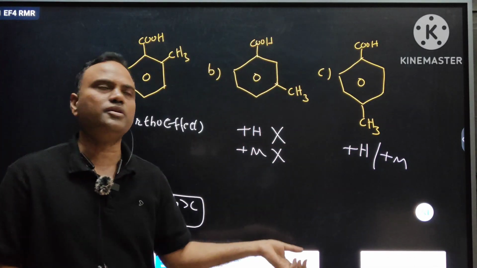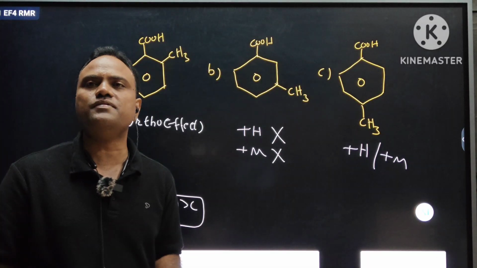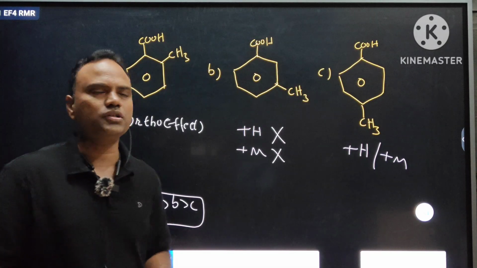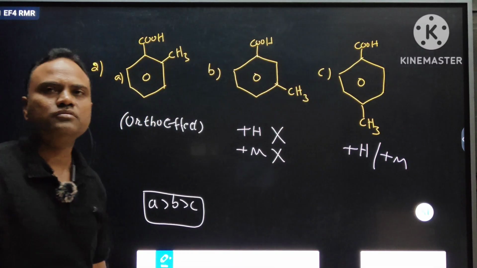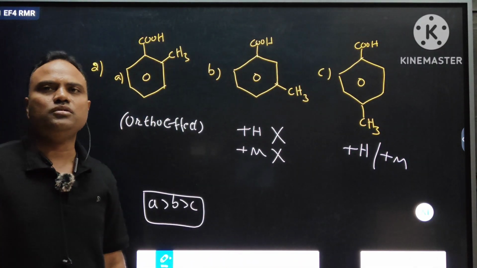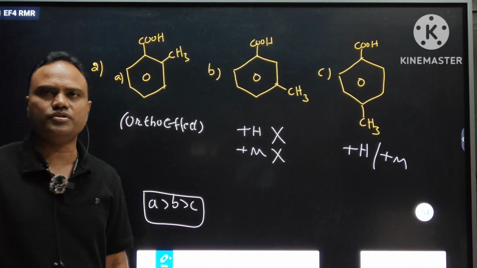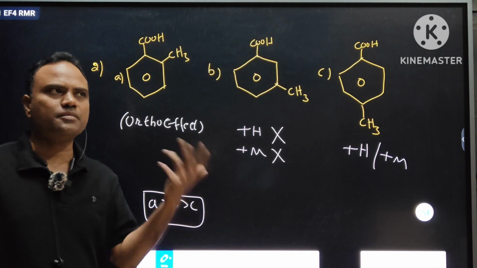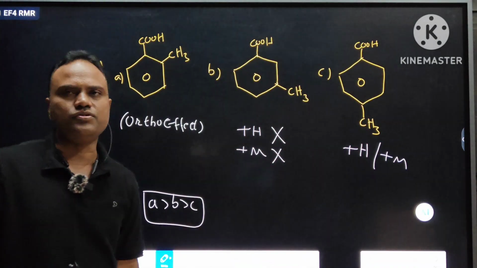Why is there no donation? Because the group is in meta position. Donation should not be present for the acidic nature. Clear? Here donation is present, plus M is present. That's why this is least acidic. That is the difference between minus M and plus M. Completely opposite. Right? Minus M increases, plus M decreases. Plus M is present, so less acidic.